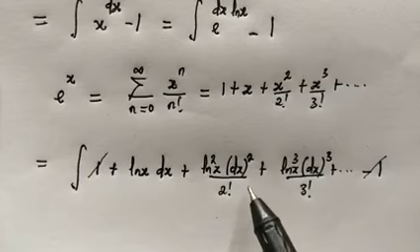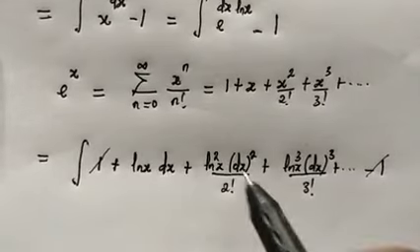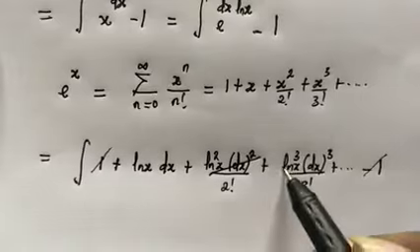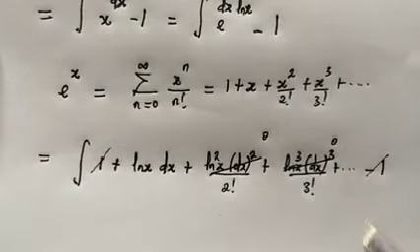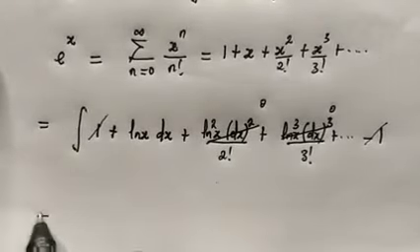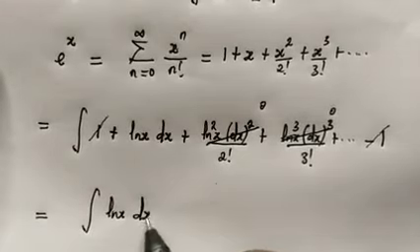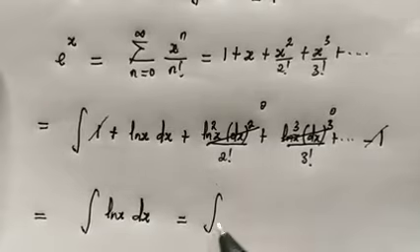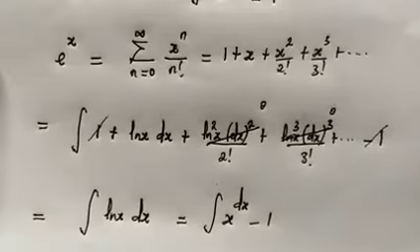Now we know the differential here is an infinitely small number that tends to 0, right? So the limits will tend to 0. So this will be equal to 0, and this here will be equal to 0, and so on. Therefore, we are left with the integral of the natural log of x dx, which is equal to this strange looking integral, the integral of x to the power of dx minus 1.